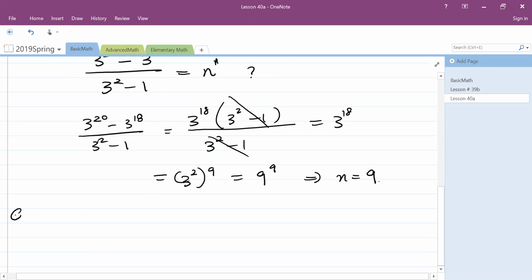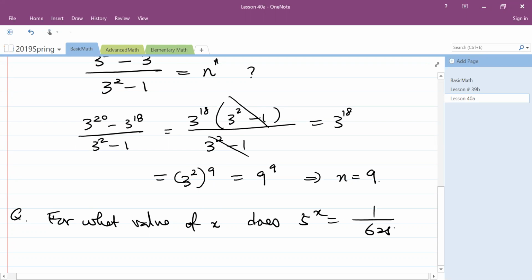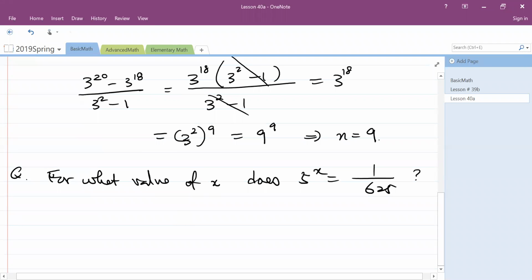So we use these examples to become familiar with the formulas. The next one is: for what value of x does 5 to the x equal 1 over 625? Okay, please do this problem.